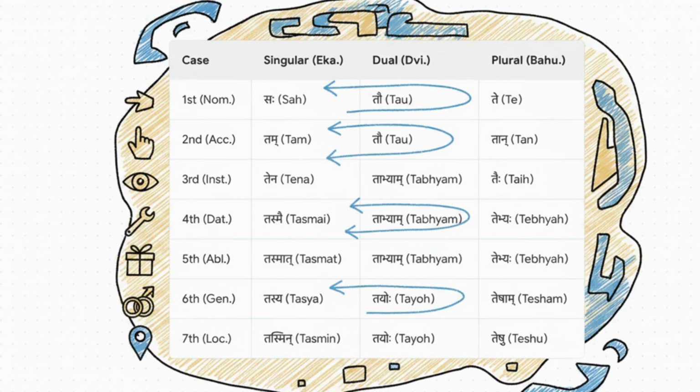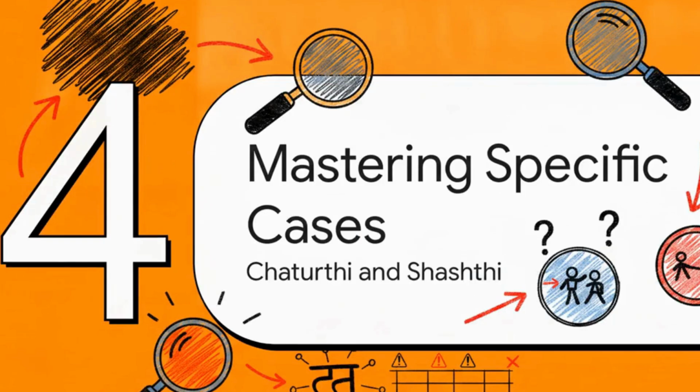As you work your way down, you'll see forms like tena in the third case, and it goes all the way down to tasmin, teshu in the 7th case, the saptami or locative case. Basically, each row just represents a different function in your sentence, whether you're trying to say by him, from him, or in him. Let's focus our attention for a minute on section 4, mastering specific cases, chaturthi and shashthi.